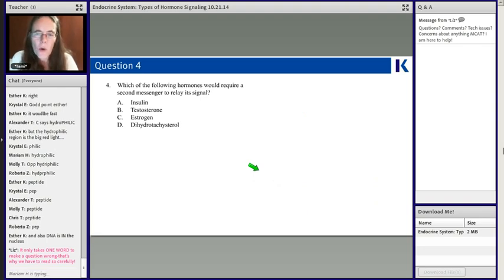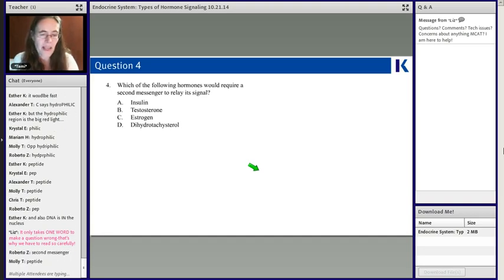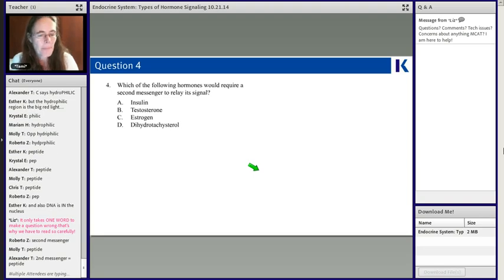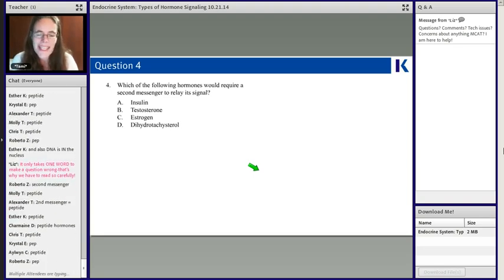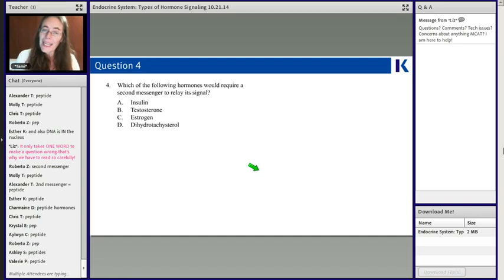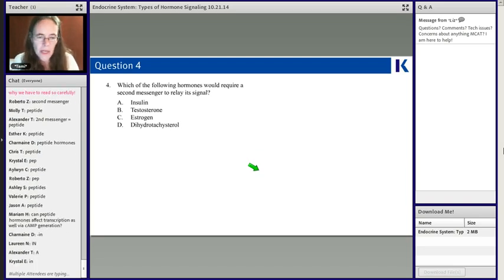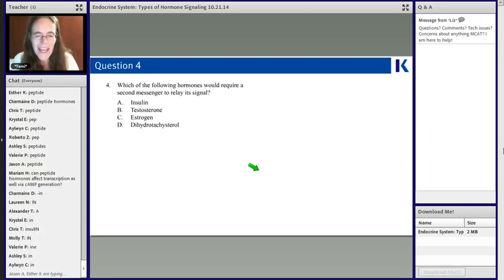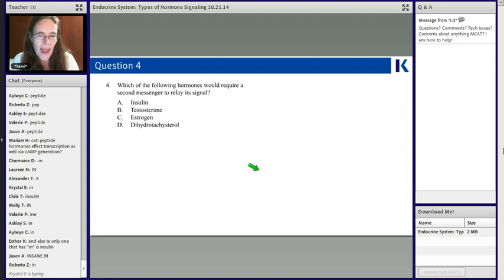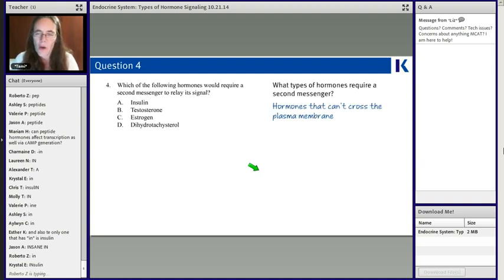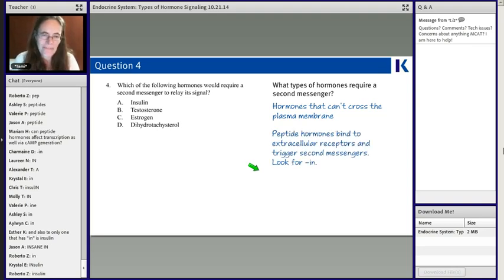Which of the following hormones would require a second messenger to relay its signal? First of all, what types of hormones give us second messengers? Peptide. Excellent. What is the ending or beginning typically on a peptide hormone? In. It is insane how many peptide hormones begin or end in in. Okay? So we have hormones that can't cross, so we know it's peptide, and we know it's got to be IN. Well, gee, that's easy.